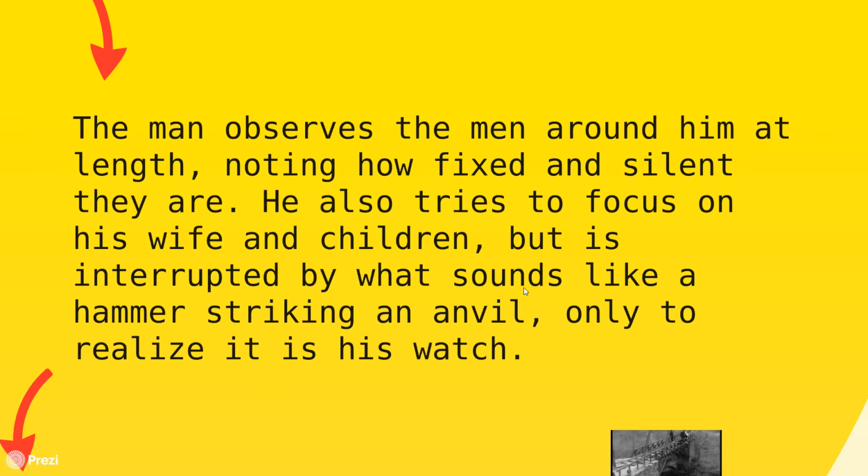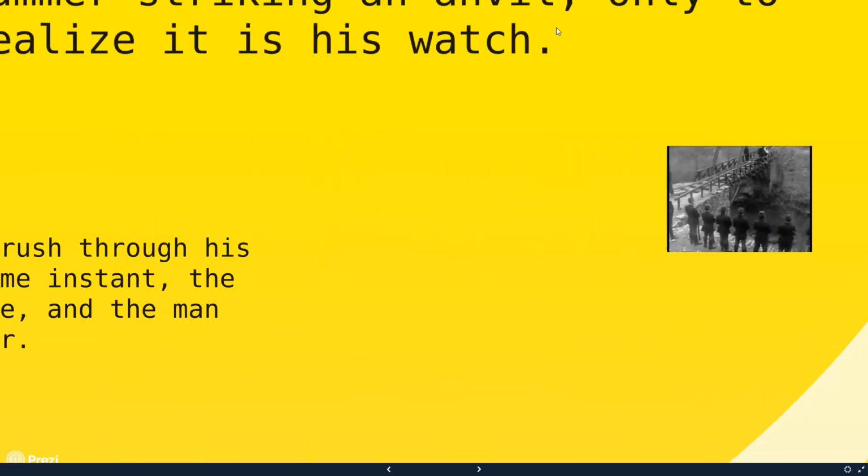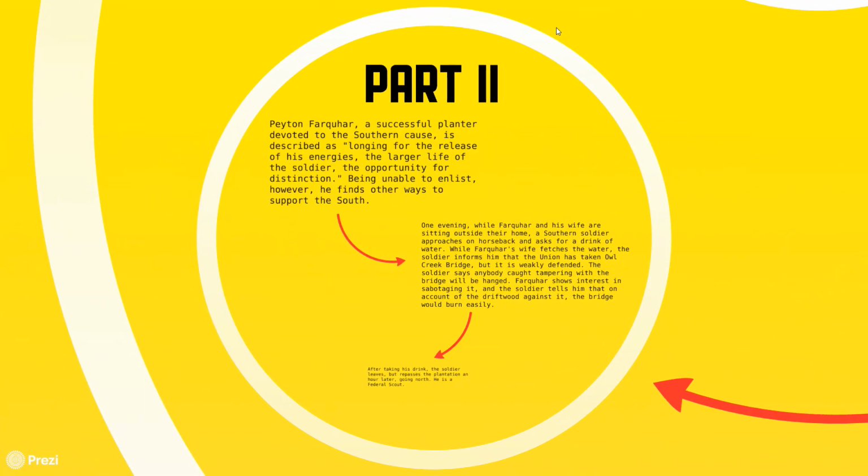The man observes the men around him at length, noting how fixed and silent they are. He also tries to focus on his wife and children, but is interrupted by what sounds like a hammer striking an anvil, only to realize that it is his watch that he is hearing very loudly. Here's another scene of the silent soldiers while he's further up on the bridge. Thoughts of escape rush through his head, but at the same instant, the sergeant steps aside from the board that's keeping him from falling, and the man falls into the river. So that is part one of An Occurrence at Owl Creek Bridge.